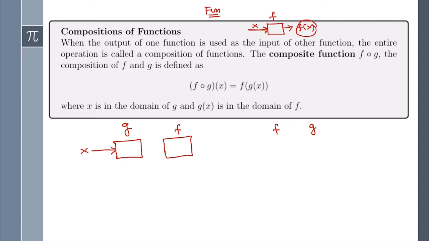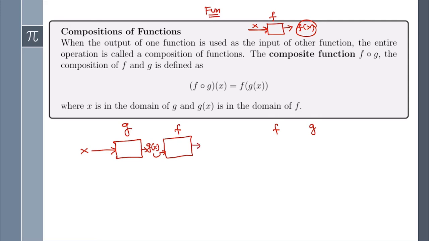So that machine will operate on that x, and it gives us some output here. And we know that if we send x through g, the output is g of x. Now immediately we'll send this output through another machine, or another function, which is f, okay? And then we get output here.